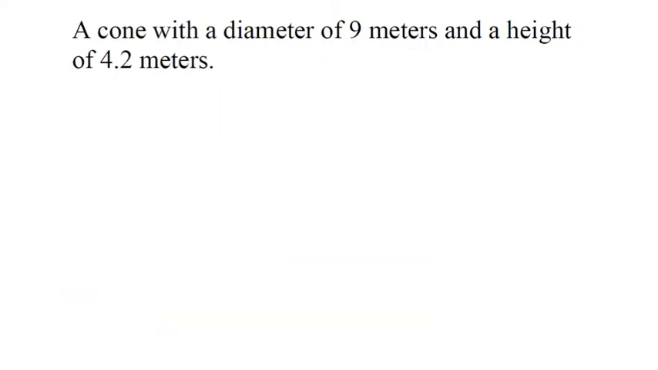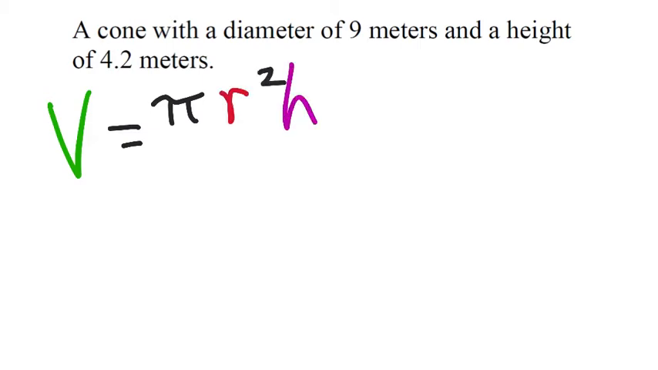A cone with a diameter of 9 meters and a height of 4.2 meters. Okay, and yeah, we're going to solve for the unknown, which in this case would be the volume. So let's look at the formula. The volume for a cone is the same as the volume for the cylinder, just divided by 3, right? So pi times the radius to the power of 2 times the height, all over 3. And what they give us on this one? They gave us the diameter at 9 meters.